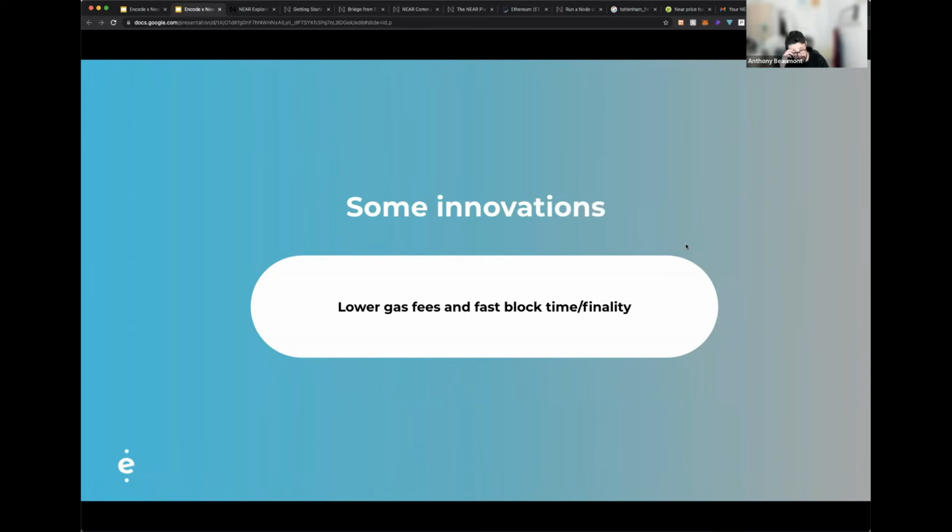The scalability here means lower gas fees, which is a good thing. And we're trying to make it faster, faster kind of time for blocks to produce and faster for them to be kind of final. Other cool things about Near that are a little bit different to Ethereum.